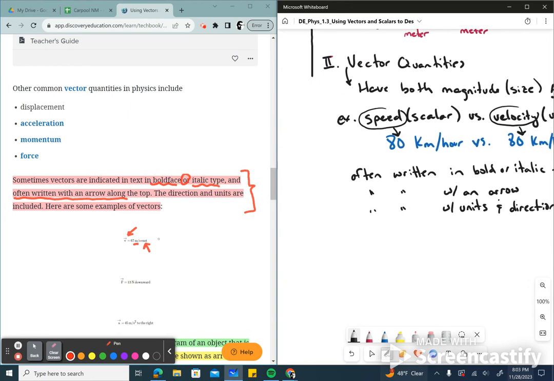Okay. And so they had some examples there where they said velocity was equal to, and you may say 80 meters per second west or east, right? You could have said your force, you could have said your acceleration, okay, all of these, and your velocity, right? And you used the arrow in there, okay?